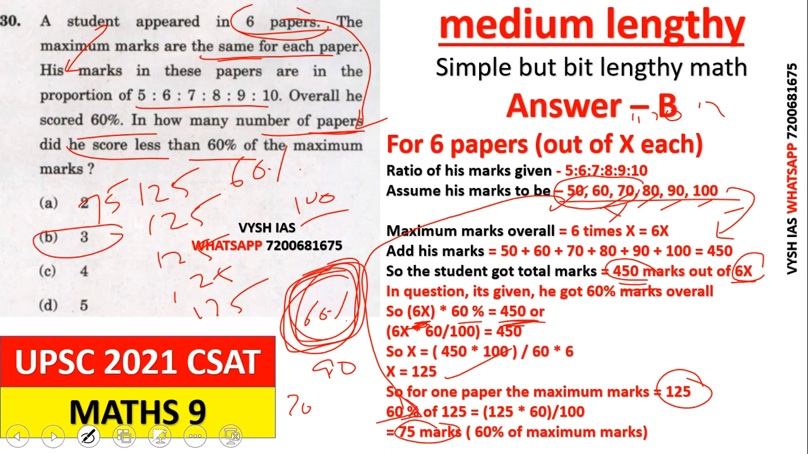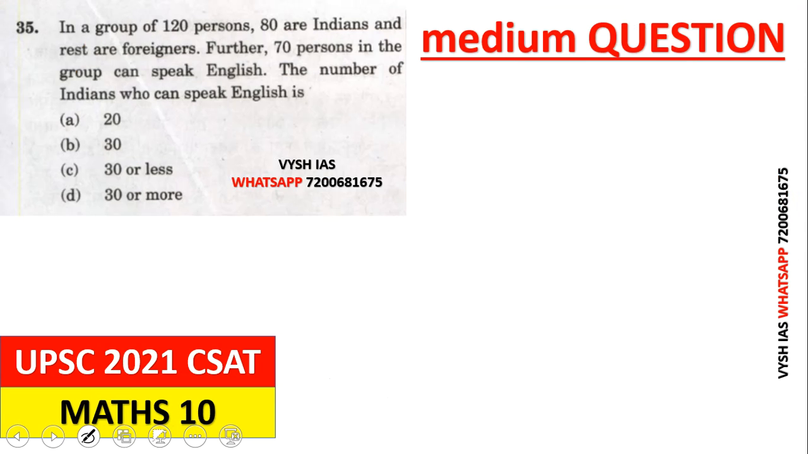In 3 papers, paper 1, paper 2, paper 3, as per our assumption and calculation, because it is 75 marks, that is 60% of 125, he got less than 60%, or less than 75. Because in these other 3 papers he got more than 75, so those 3 papers are not needed. The question is how many papers he scored less than 60% of maximum marks. So he got less than 60% in 3 papers, that is less than 75 out of 125. Answer is 3.